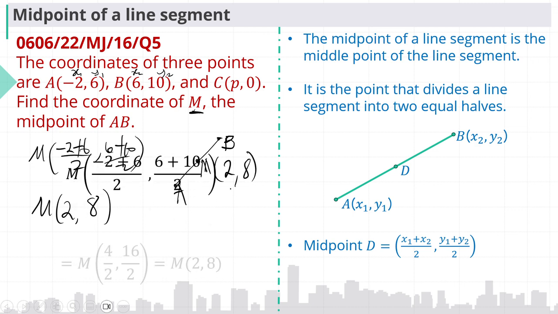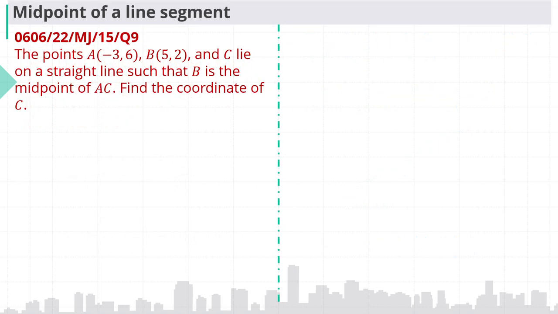Next question. The points A, B, and C lie on a straight line such that B is the midpoint of AC. Find the coordinates of C. So this other coordinate C is not given. Let it be (U, V).